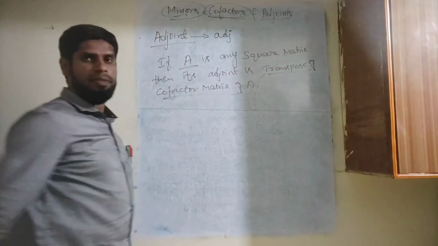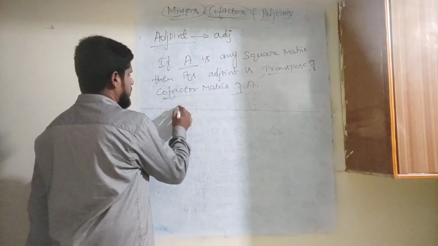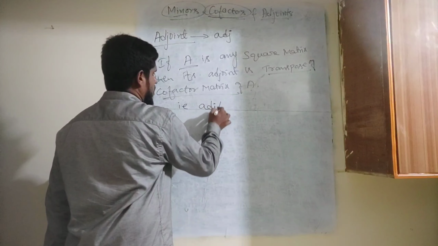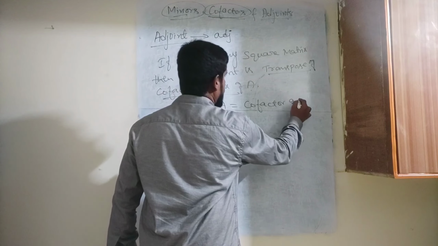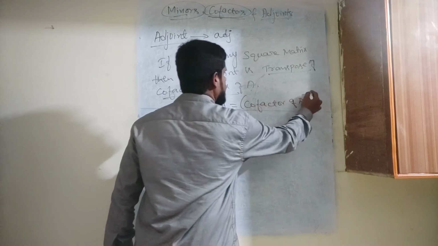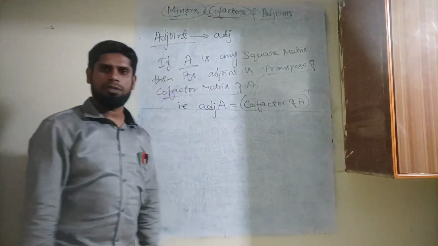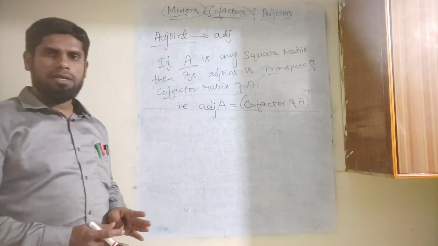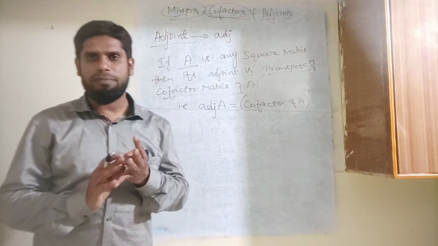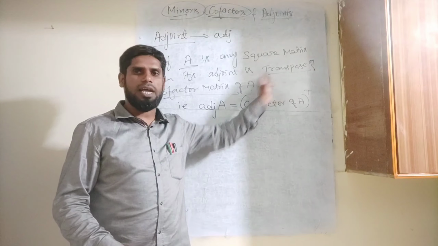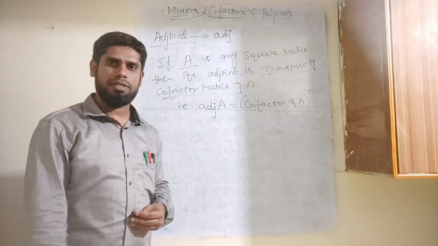So students, this can be written as adjoint of matrix A is the cofactor of A and its transpose. Cofactor of matrix A, then its transpose is called the adjoint of the matrix. So it means we need the concept of minor here, then we need the concept of cofactor. After getting the cofactor matrix, we should take the transpose. Then we get the adjoint of this matrix.